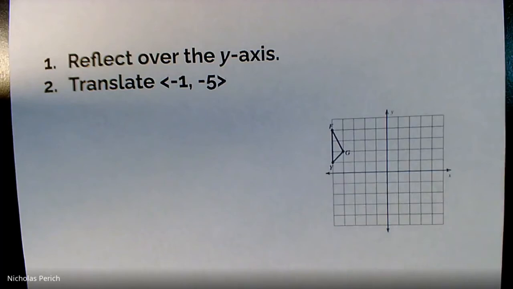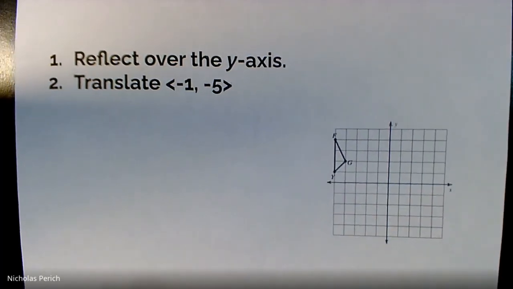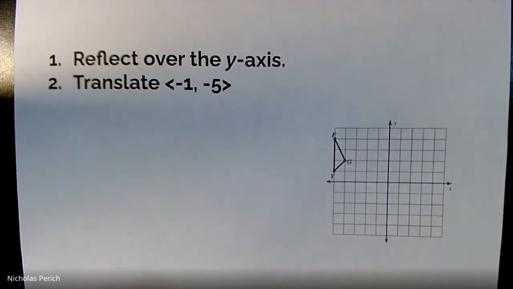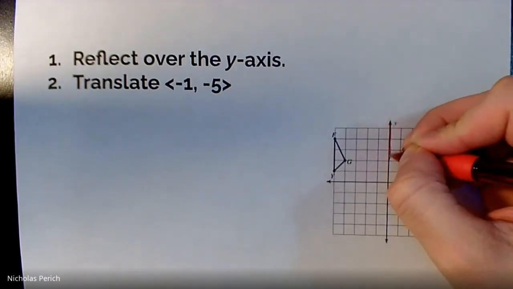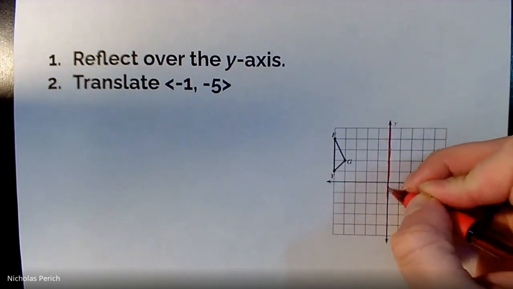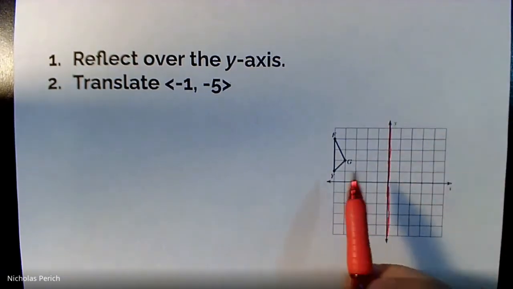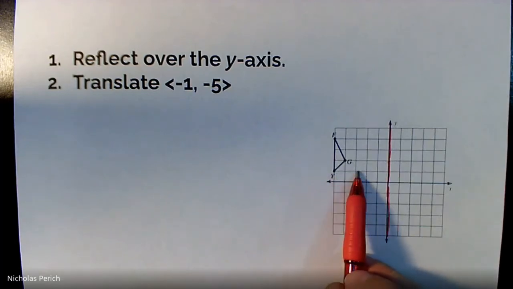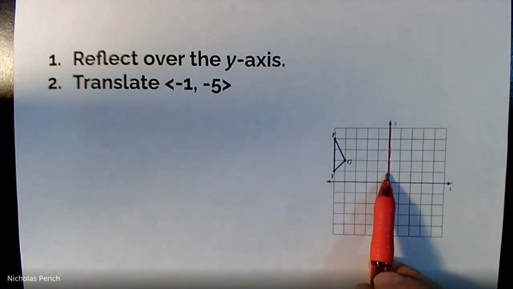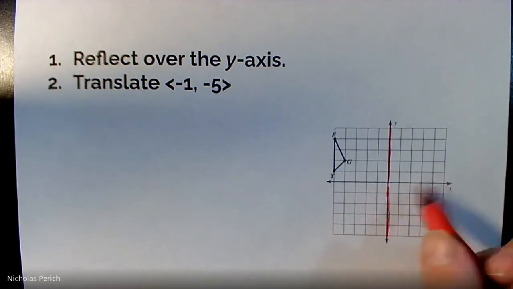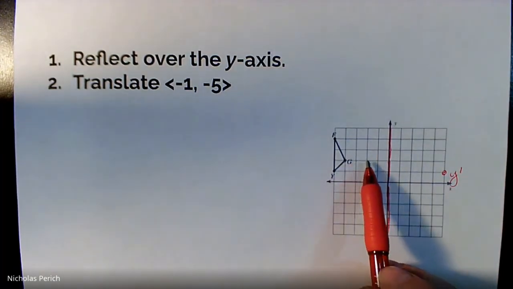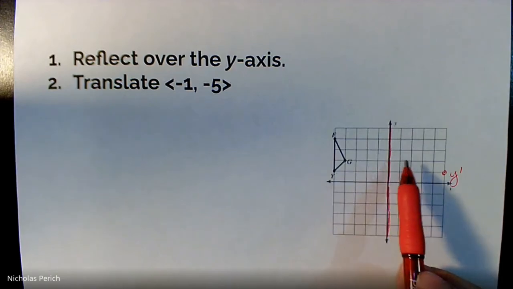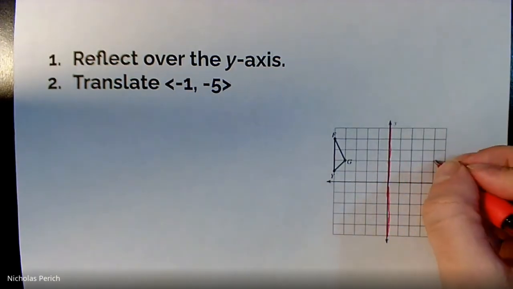Reflect in the y-axis. Here's my y-axis. I'm going to make my mirror image. Y is 1, 2, 3, 4, 5 units away. So Y prime is 1, 2, 3, 4, 5 units away. G is 1, 2, 3, 4 units away. G prime is 1, 2, 3, 4 units away.